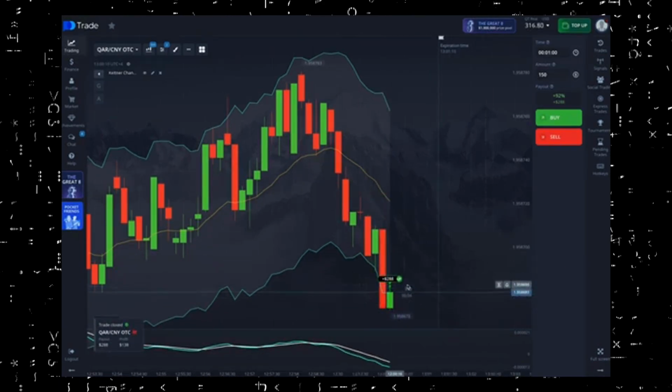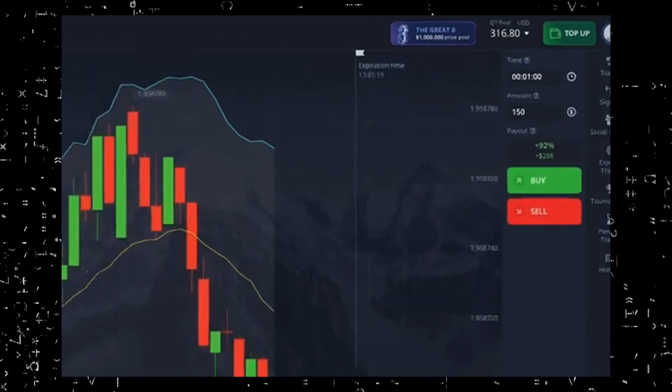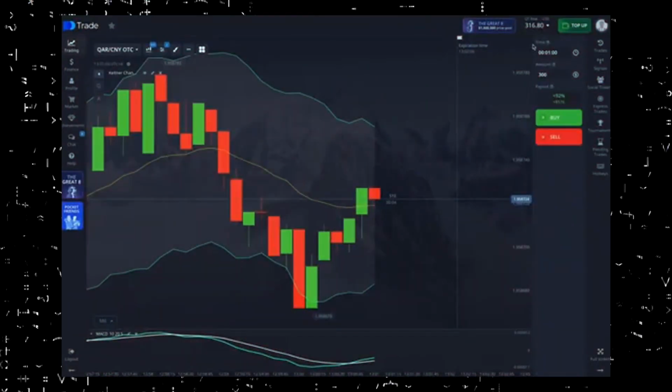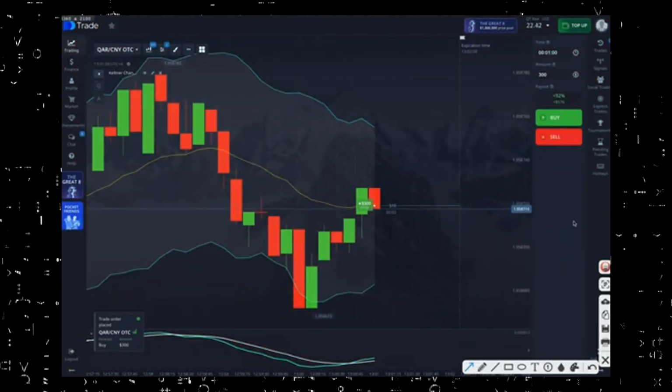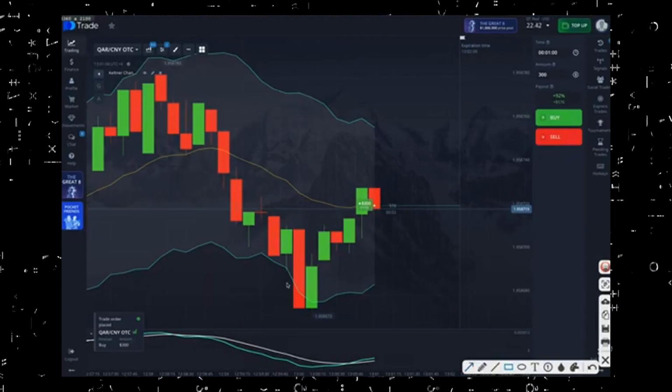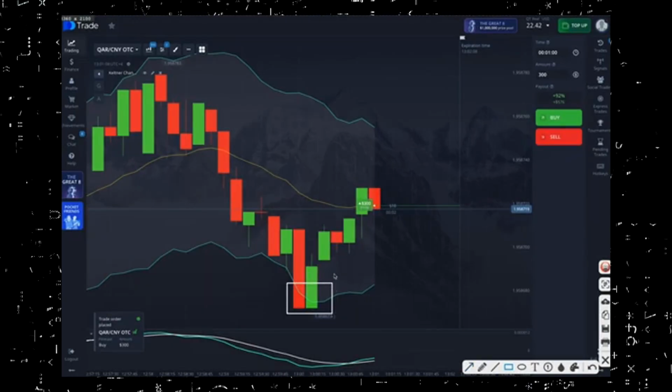All right. I made $138. Let's move on. Good signal. Expiry time is set at 1 minute. I open a buy trade for $300. All indicator conditions are met, and the chart looks great. I think I will make a profit.